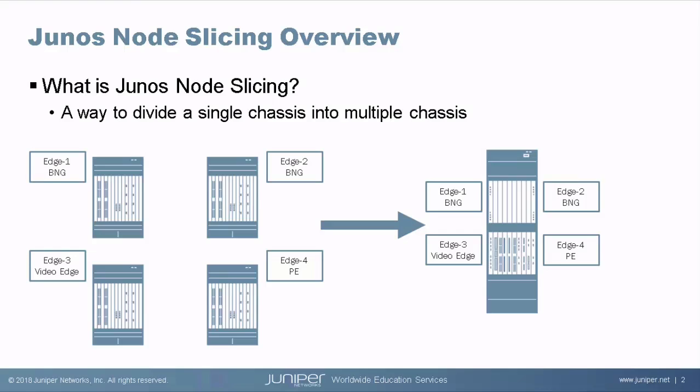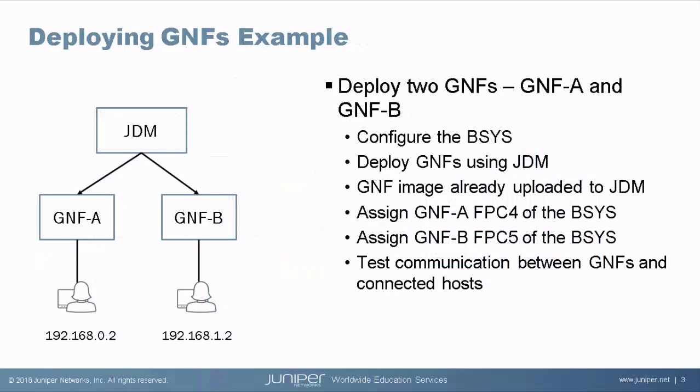Still have the FPC, the actual interface FPC, separate. This allows us to upgrade or downgrade different sections of this router, slices of this router, completely separate of one another. And so there's a lot of functionality. And so with that, let's get into the actual example where we want to deploy 2 GNFs.